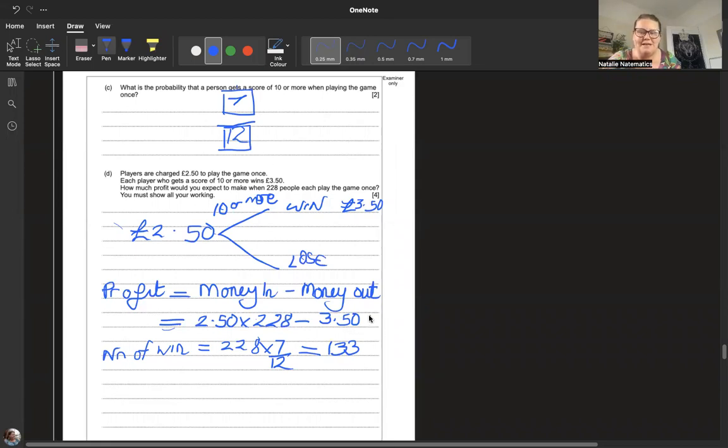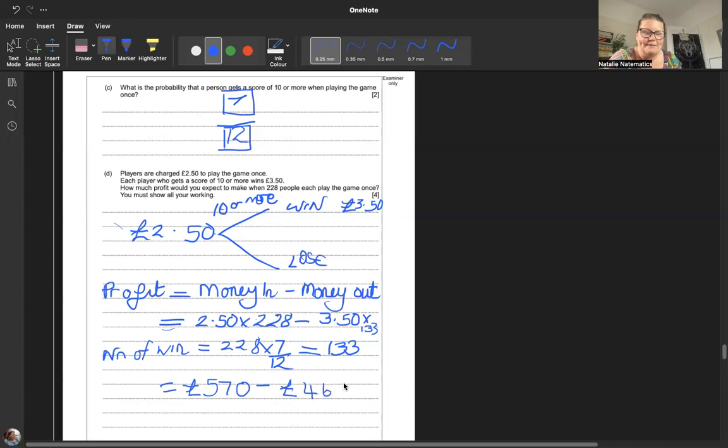So it's £3.50 times by, and again, please don't write in that corner on the right side, because you might not get your stuff marked. So I'm going to use my calculator because it's there for me. So I'm going to do 2.5 times 228, which is 570. So we get £570 coming in. And then I'm going to take off £3.50 times by 133. That gives me £465.